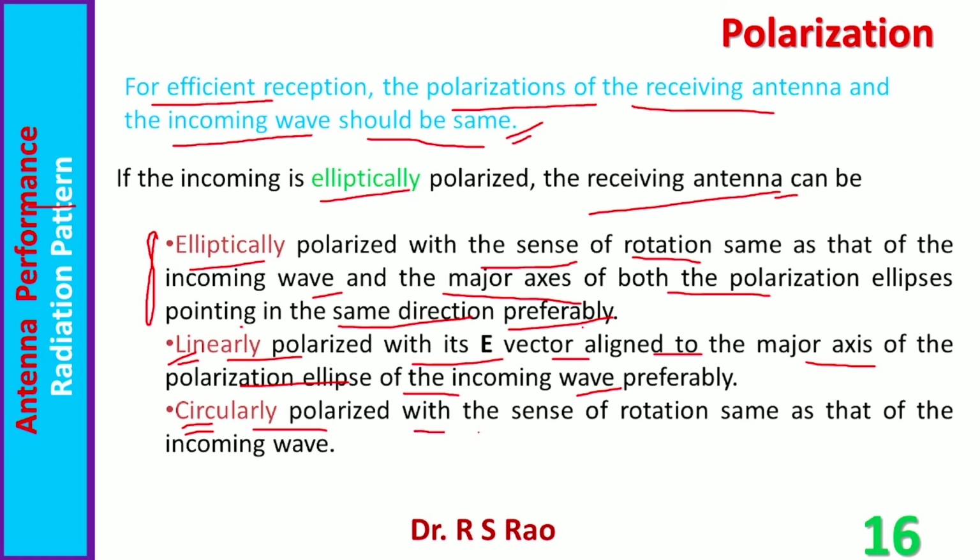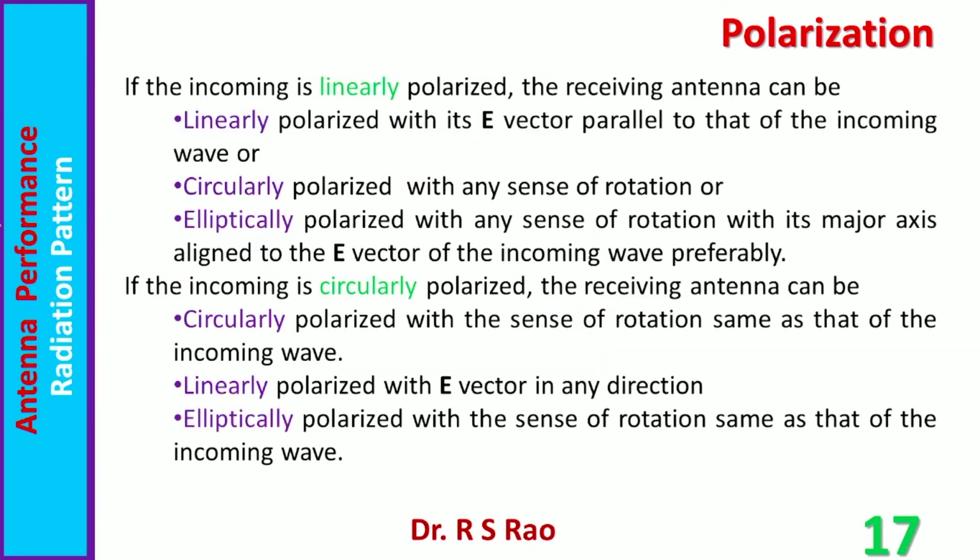A circularly polarized antenna with the same sense of rotation as that of the incoming wave also can be used, but it gives suboptimum performance. If the incoming wave is linearly polarized, the receiving antenna can be linearly polarized with its E vector parallel to that of the incoming wave. This is the optimum performance situation. The remaining two are suboptimal: circularly polarized with any sense of rotation, or elliptically polarized with any sense of rotation with its major axis aligned to the E vector of the incoming wave, preferably.